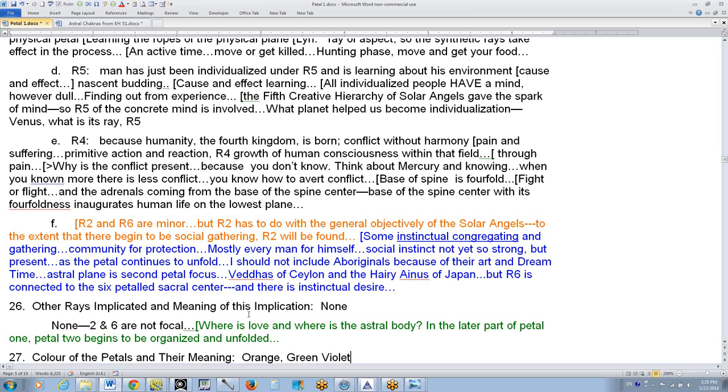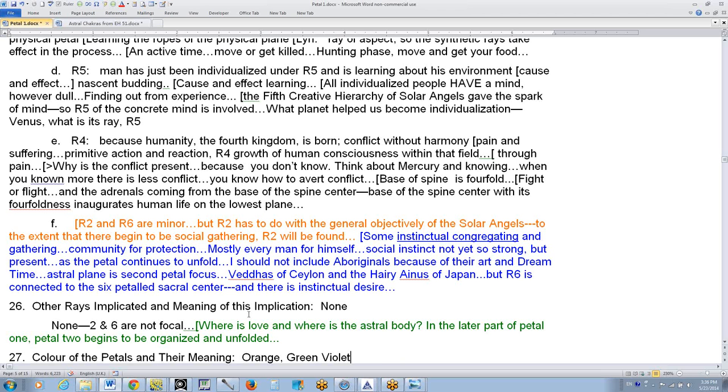So there is instinctual desire, but it seems that Ray 2 and Ray 6, which sort of are on the soft line, the astral heart line, are not as prominent. I mean, there is no idealism, of course. And I suppose there has to be some primitive Ray 2, even though it is a ray of aspect. So are there other rays implicated, and the meaning of this implication? Well, I say none here. Ray 2 and Ray 6 are not focal, certainly.